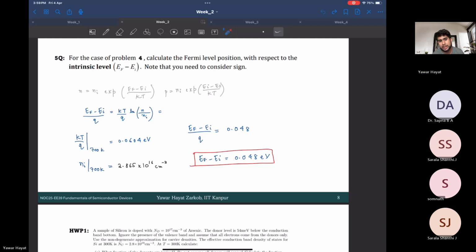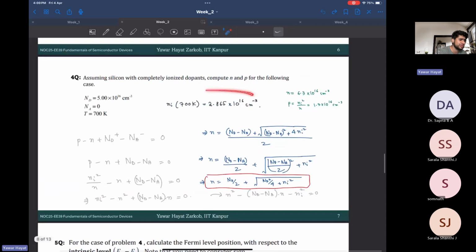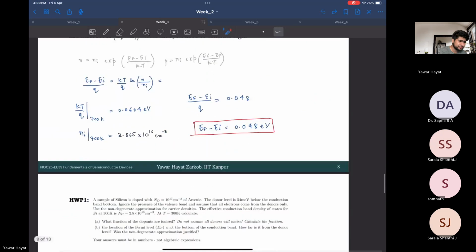So usually kT by q is 0.026 electron volt, but here the temperature was different, right? Temperature is different, and that's why we get the value 0.0604 electron volt, and that's the reason our Ni was given. Ni in this question was given. So EF minus Ei turns out to be around 0.048 electron volt. Okay, EF minus Ei. So that was the question.